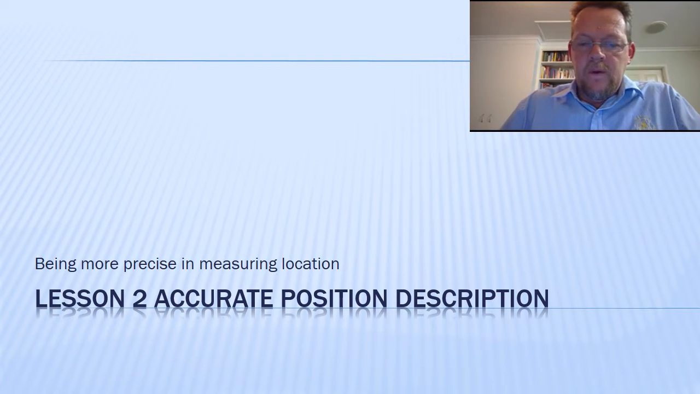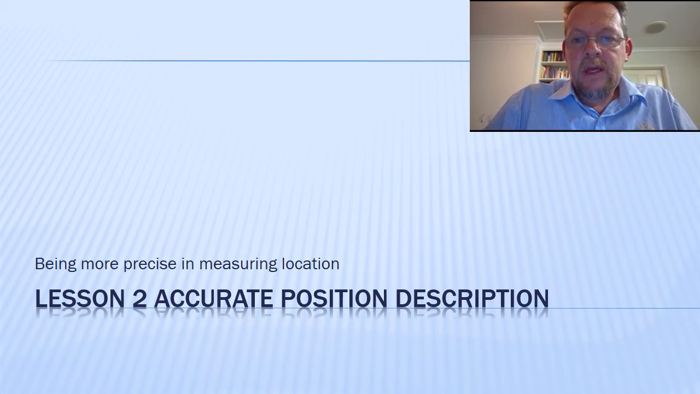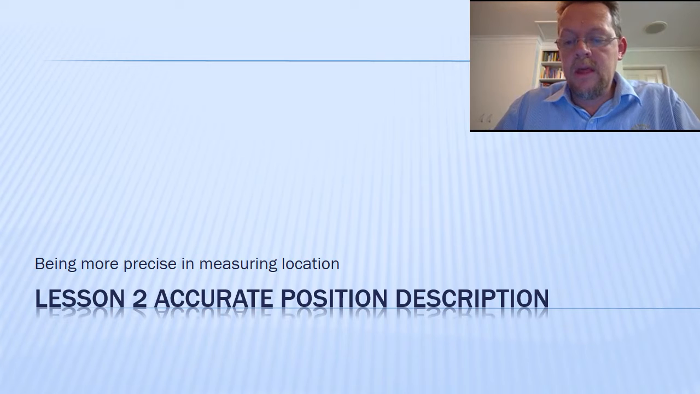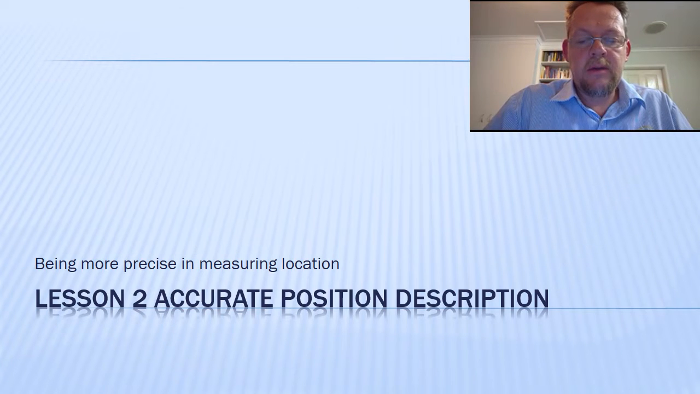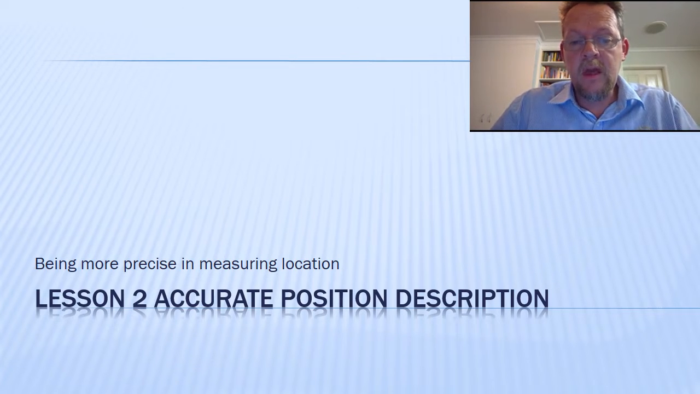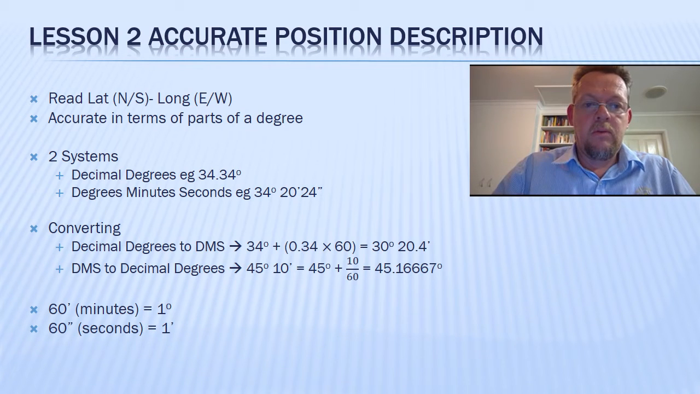So far, we've learned that 1 degree in a great circle is 111.2 kilometres. What we're going to do today is look at what this means in more detail. So we're going to use some more precise measurements, that's measurements that are a lot smaller. So we're going to need to read latitude, longitude again, but this time we're going to need to be accurate in terms of parts of a degree.